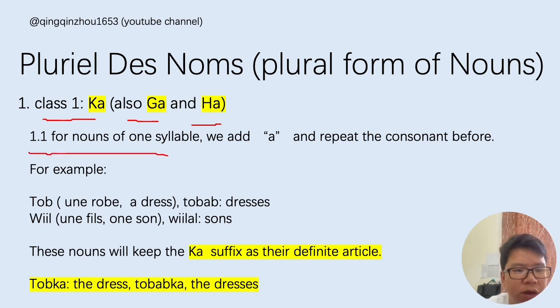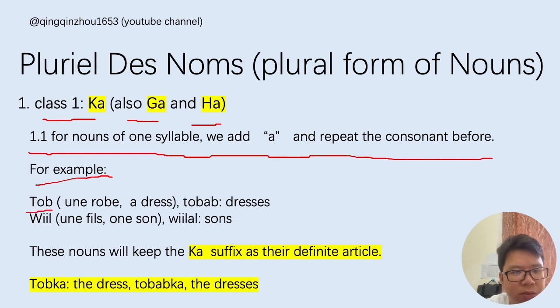(1.1) For nouns of 1 syllable, we add a and repeat the consonant before to make it plural. For example, tob. It means 1 dress. The plural form is tobab. We add 1 a and repeat the last consonant b. Tobab. Wiil, son.